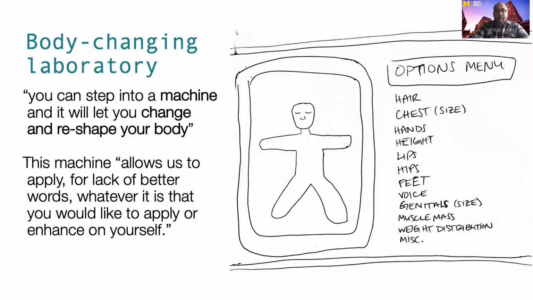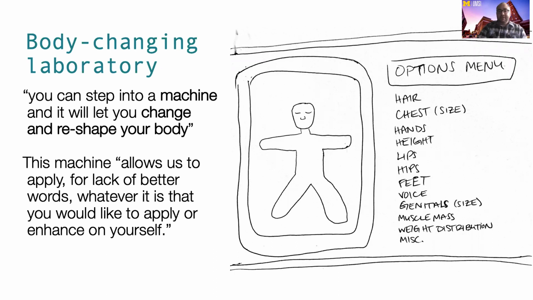So in our first category, participants in the design sessions expressed the need to have autonomy over their gender expression regarding their physical body and their identity. And so they envisioned technology to address this. So one example was a body changing laboratory. And participants said that this is where you can step into a machine and it will let you change and reshape your body. This machine allows us to apply, for lack of better words, whatever it is that you would like to apply or enhance on yourself. So although gender confirmation surgery happens frequently in trans communities, what makes this design different is the technological and do-it-yourself nature of a body-changing laboratory.